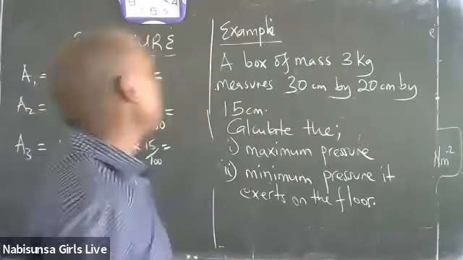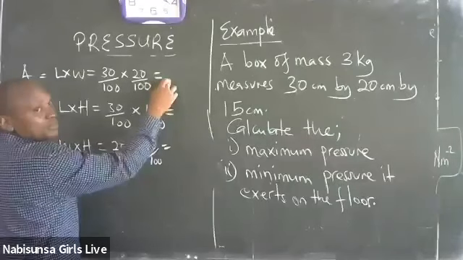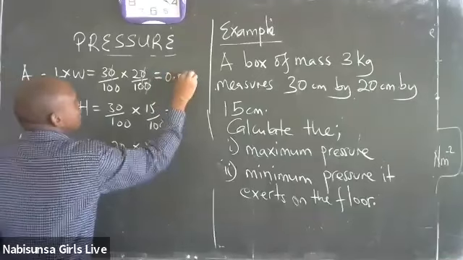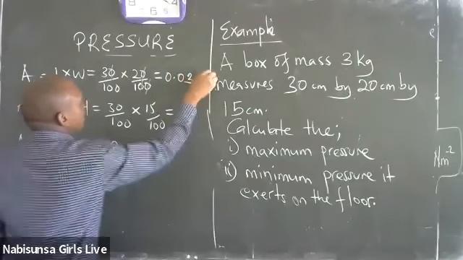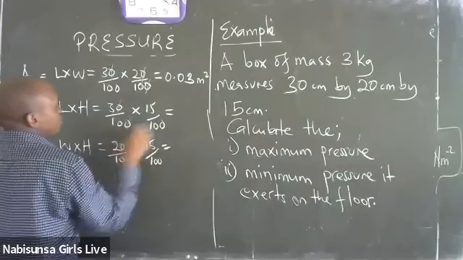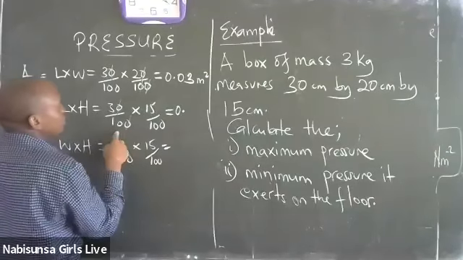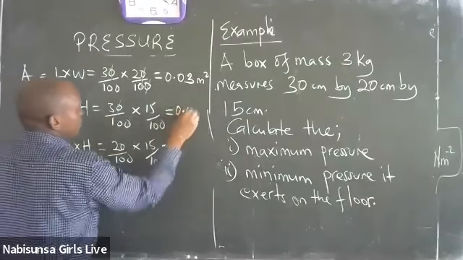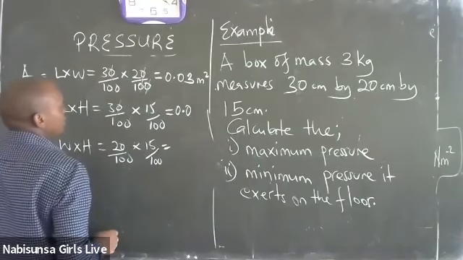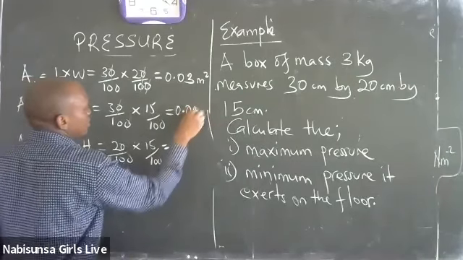Next, we shall show you what is the answer to this. This is 0.03 meter squared. So 0.03, and this is 0.045, and this is 0.6.